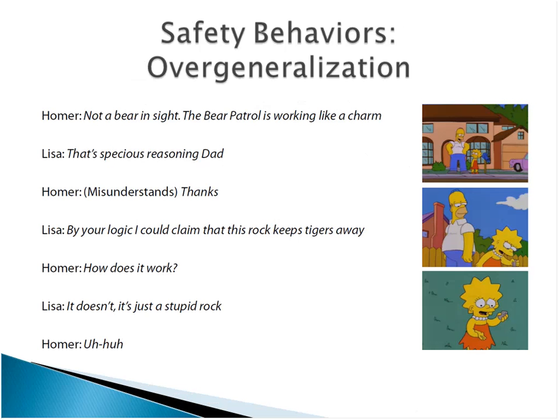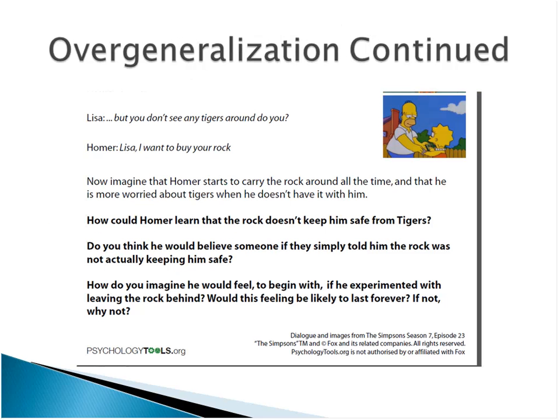Safety behaviors, overgeneralization. Sounds real fancy. This is information basically, Homer goes, yep, not a bear in sight here. You know, from The Simpsons, the Bear Patrol is working like a charm. Lisa says, what are you talking about, Dad? Like there aren't any bears here in the neighborhood. And Homer says, of course, it's because of the Bear Patrol. So then she picks up a rock and she says, okay, with that logic, there aren't any lions here because this rock keeps them away. Homer says, how does it work? Lisa says, it doesn't work, it's just a rock. Then Homer replies, but you don't see any tigers around, do you? I want to buy the rock, it must be the rock.